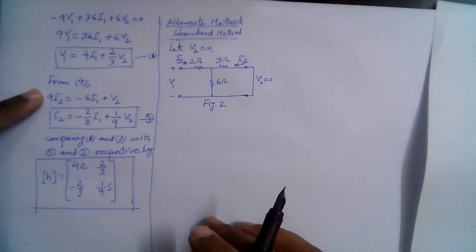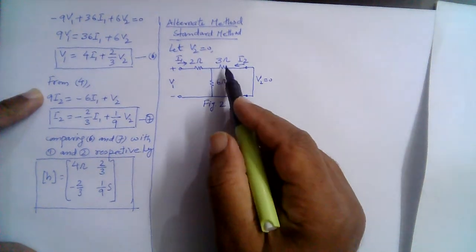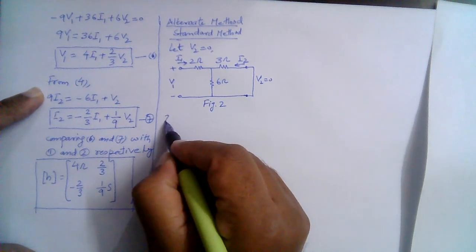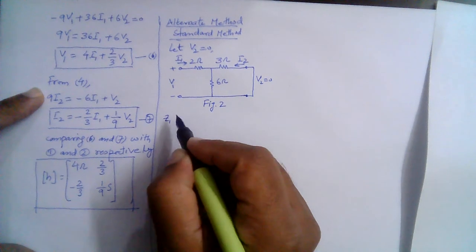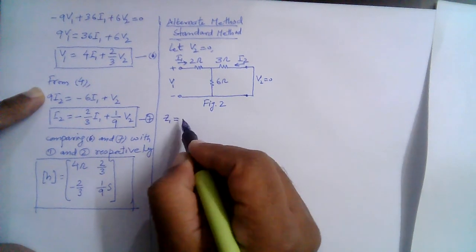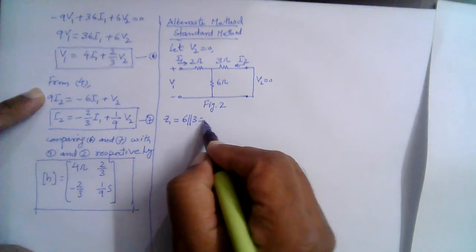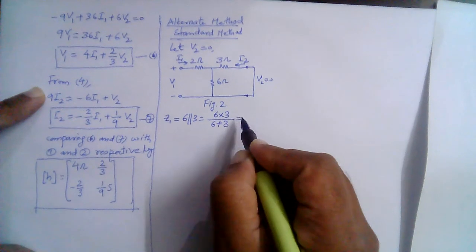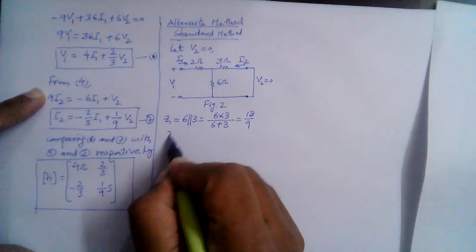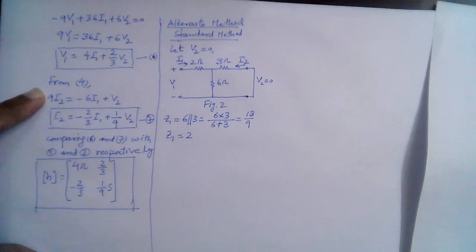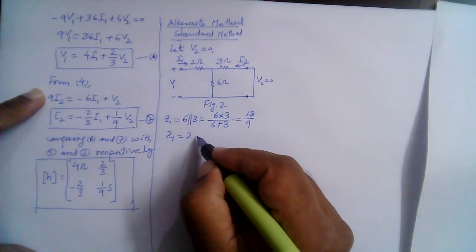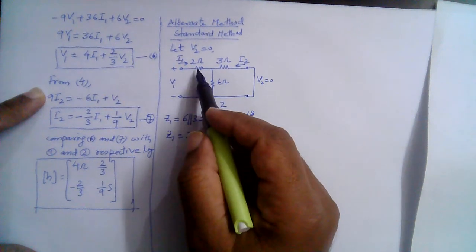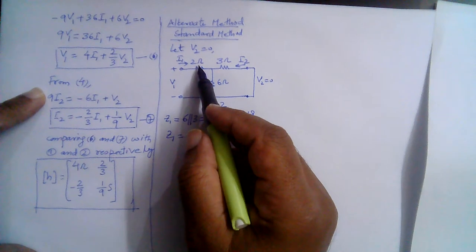So as you see, the 6 ohm and 3 ohm resistances are in parallel. So let me call this Z1, for example. Z1 is equal to 6 in parallel with 3. So that is 6 multiplied by 3 divided by 6 plus 3, so that is 18 over 9. So Z1 is equal to 2 ohms. Right? So this 2 ohm is in series with this 2 ohm resistance here.